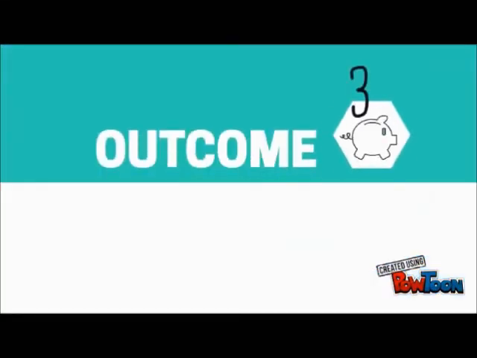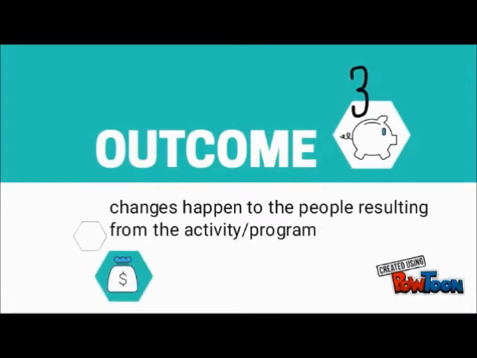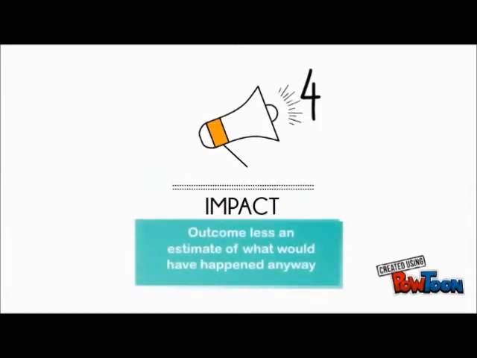The third one is outcomes. It is the changes that happen to the people resulting from the activity or program. For example, the number of people that started to work and improved their personal circumstances as a result of the computer training program. Furthermore, this outcome can be measured in their own terms, for example, the value of their increased income. The fourth one is the impact. It is an outcome less an estimate of what would have happened anyway. For example, the impact of this computer training program is that 2 out of 20 participants would have found jobs on their own.